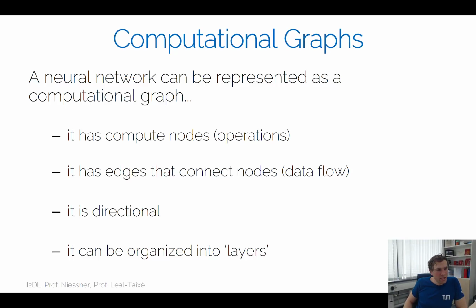Okay. Why can it be represented? Well, of course, we have compute nodes, right? These are our operations. We have edges that have the data flow. It's directional. That's very important, actually. In this case, we always have input from the left, typically when we're drawing it, and it's being fed forward to the right. So it can be organized in these layers.